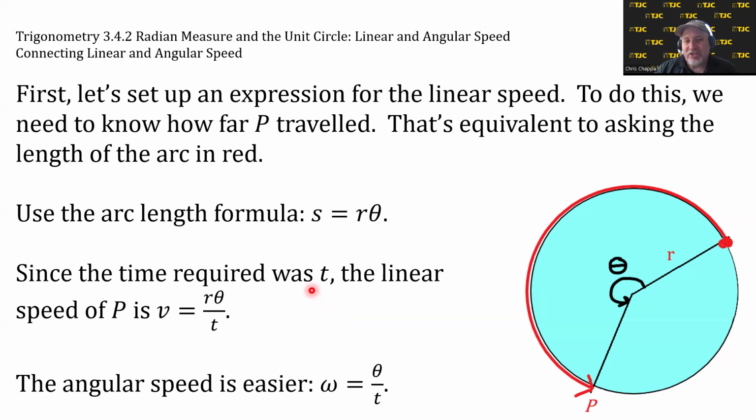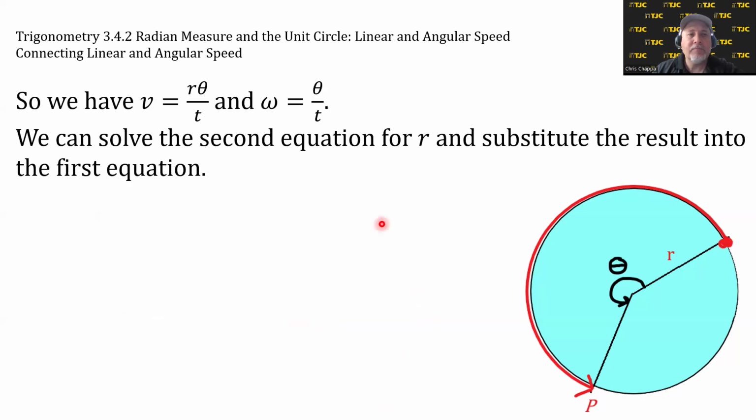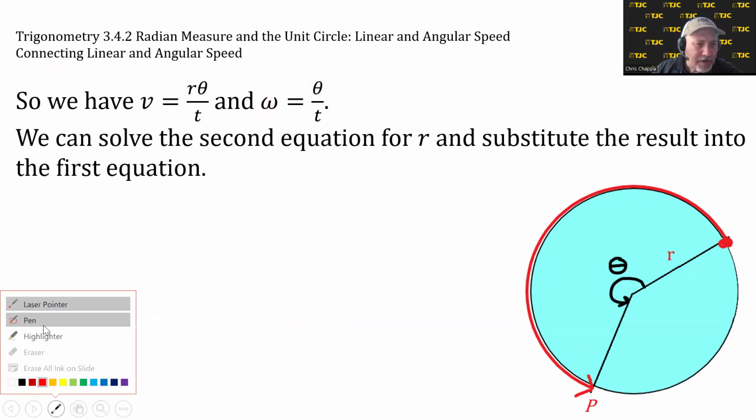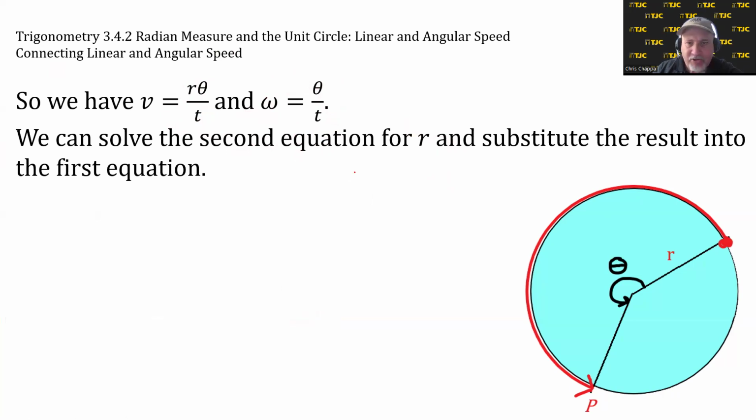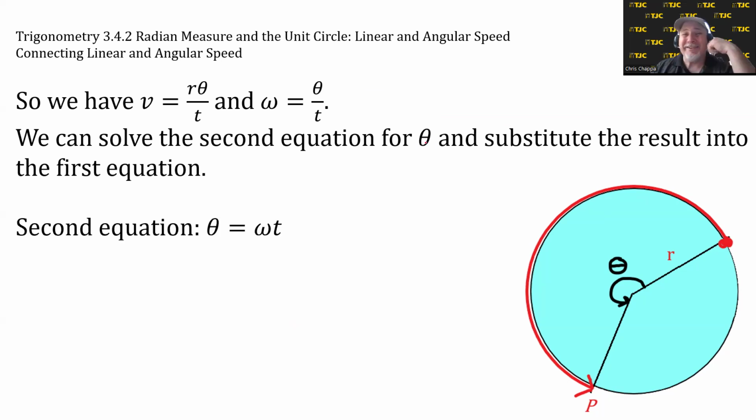The angular speed is easier. It's just the angle divided by the time. So omega equals theta divided by t. So we have v equals r theta over t and omega equals theta over t. We can solve the second equation for theta. This should say theta. I'm not going to stop and fix everything right now. I'm just going to cross this out and put theta. We can solve the second equation for theta and substitute the result into the first equation. Now it makes me wonder if this typo carried over. It did not. I fixed it here.